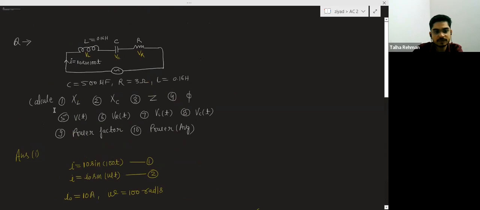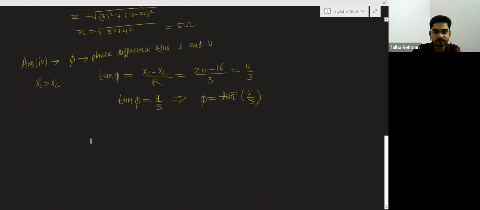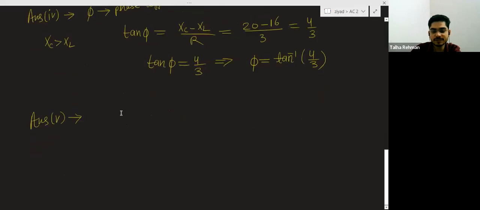Now fifth part, they are asking equation of voltage. They are asking equation of voltage with time. Answer fifth. For that, I want to show you this with the help of the phasor diagram. So how will be the phasor diagram?